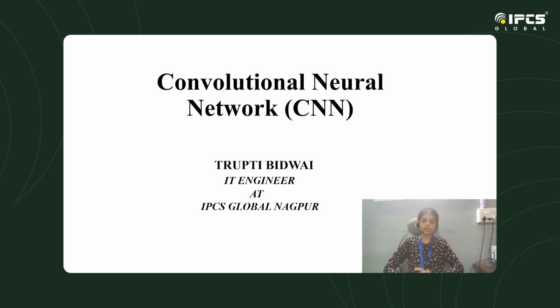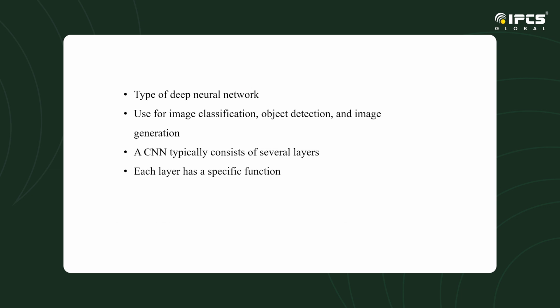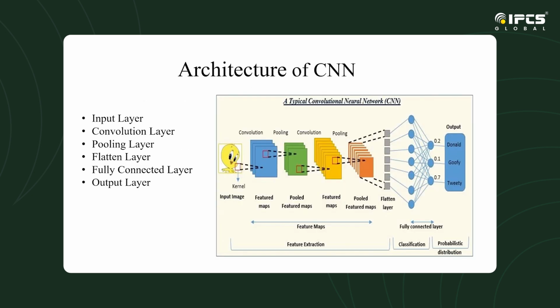So let's start. CNN is a type of deep neural network. It is used for image classification, object detection, and image generation. A CNN typically consists of several layers. Each layer has its own specific function. So this is the architecture of CNN. The architecture of CNN consists of different layers, which are input layer, convolution layer, pooling layer, flattened layer, fully connected layer, and the output layer.